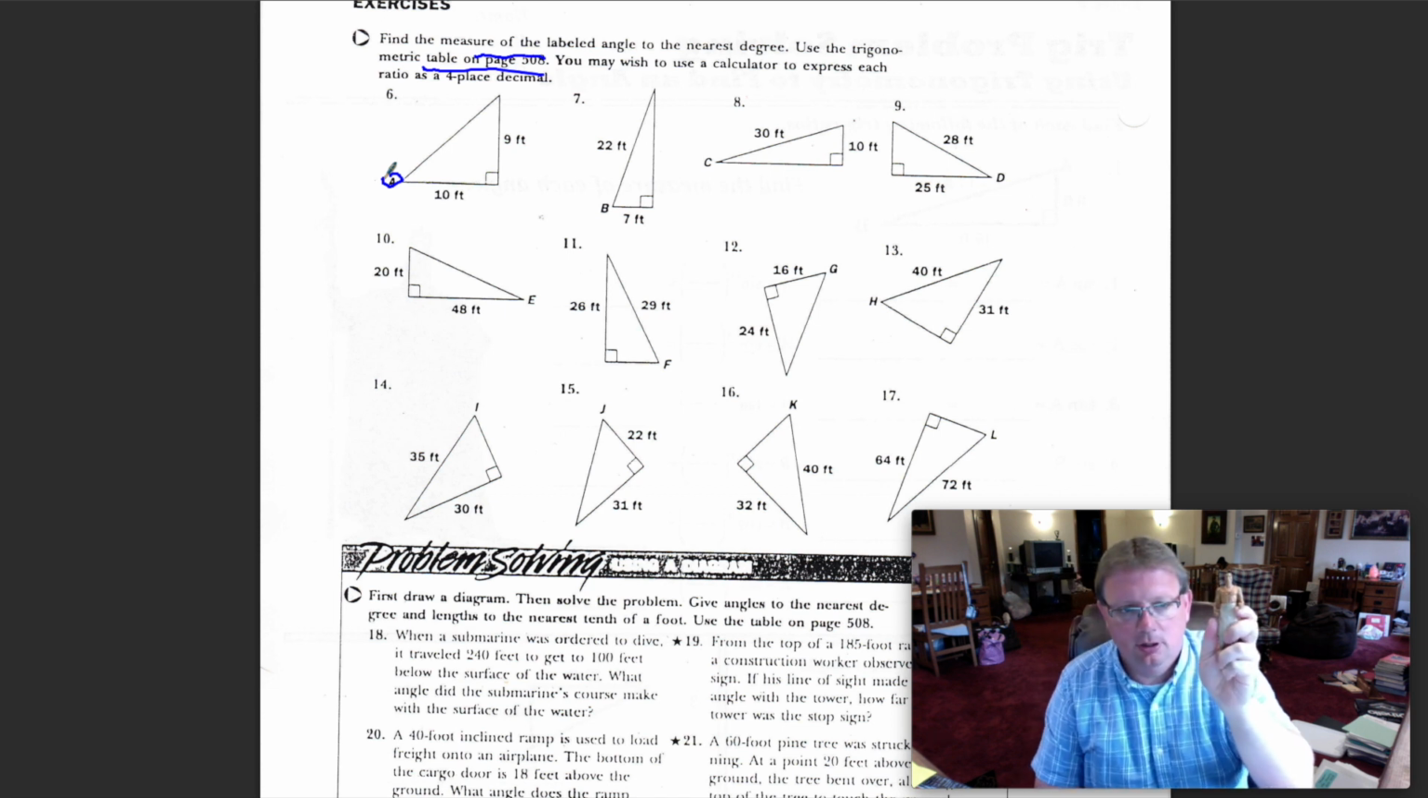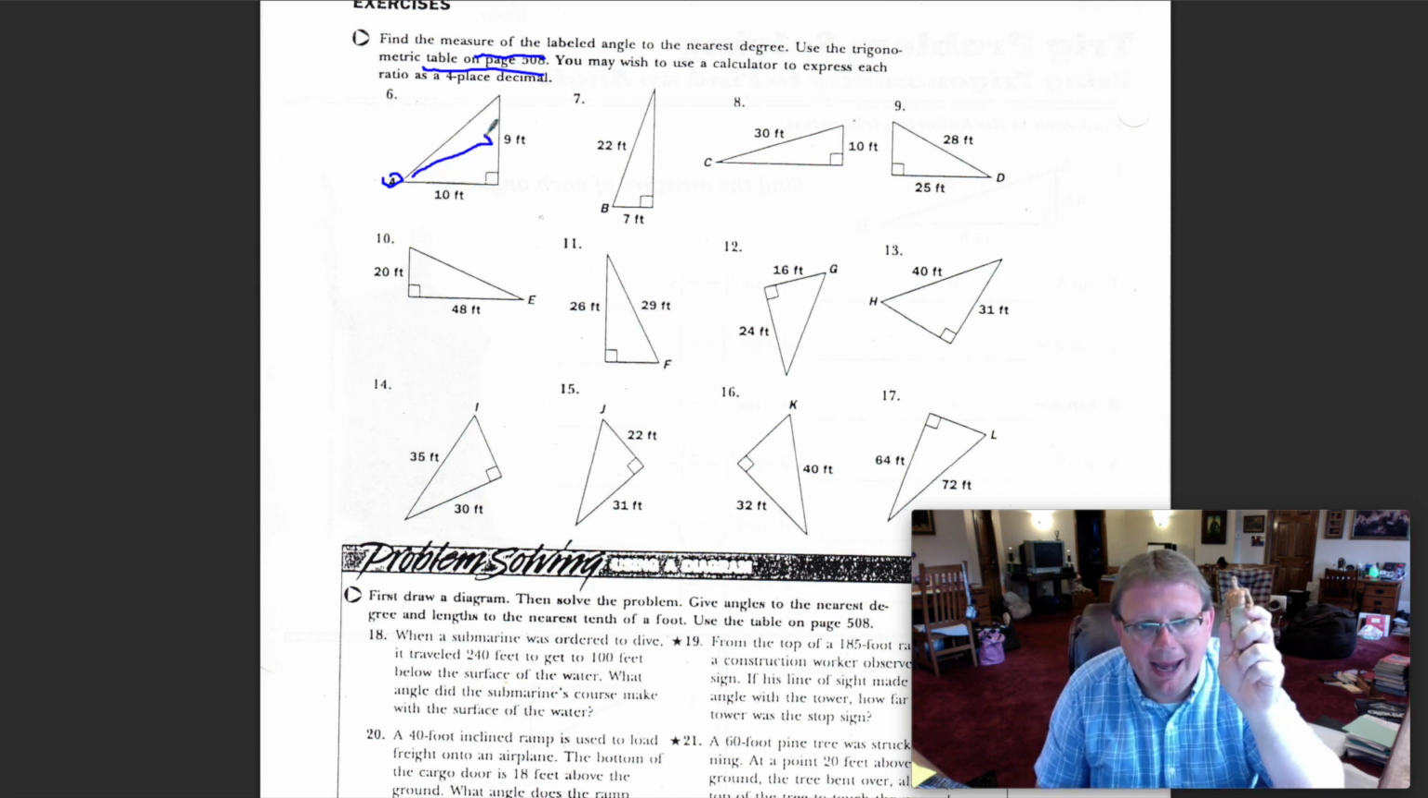Here at angle A, SOHCAHTOA is here. Do you have O and H, A and H, or O and A? What would it be, Logan? This is my O. This is my A. So I'm going to use tangent for problem 6.